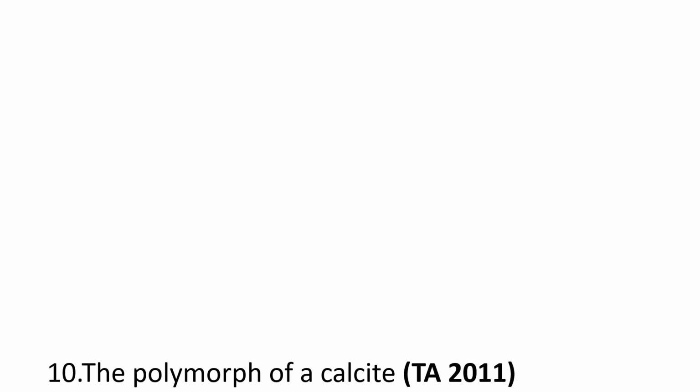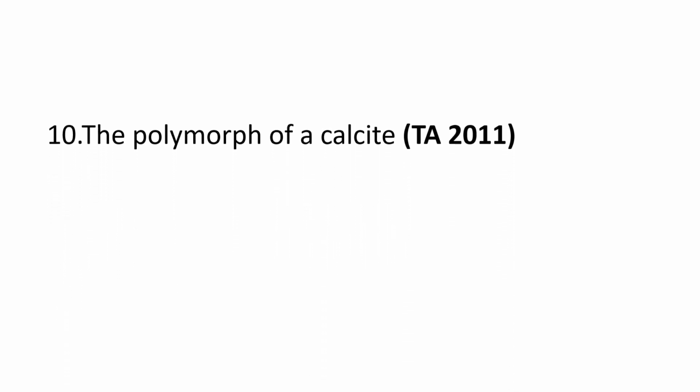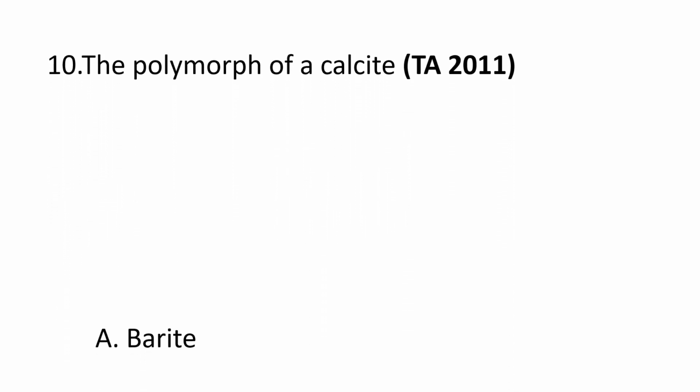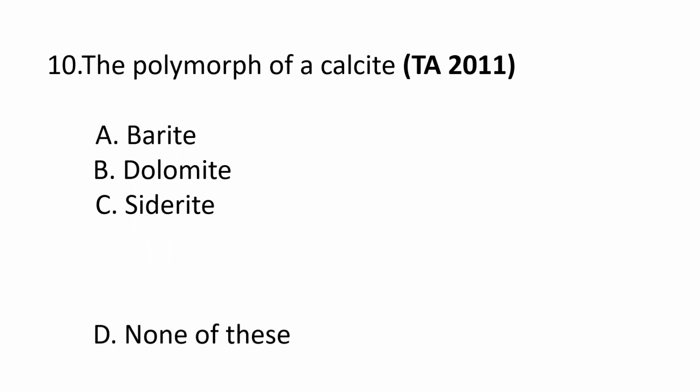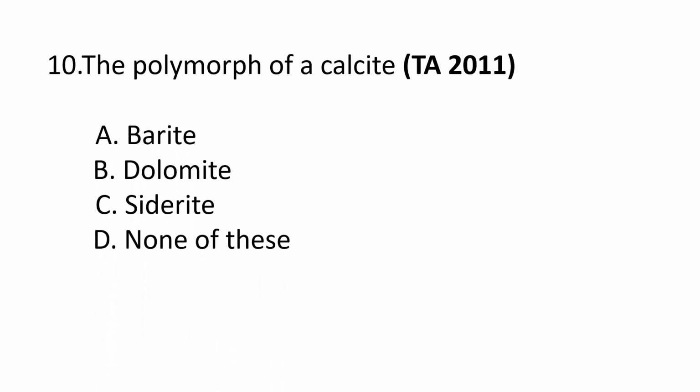Coming to the 10th question: the polymorph of calcite is. The choices are A. Barite, B. Dolomite, C. Siderite, D. None of these. Here none of them serves as a polymorph of calcite, so the answer is none of these.